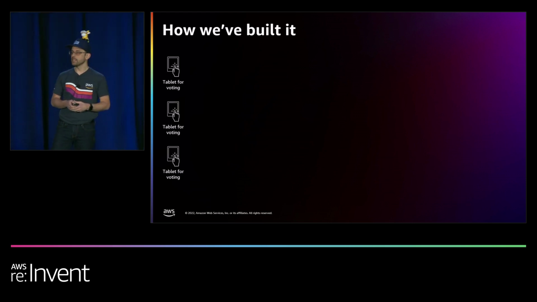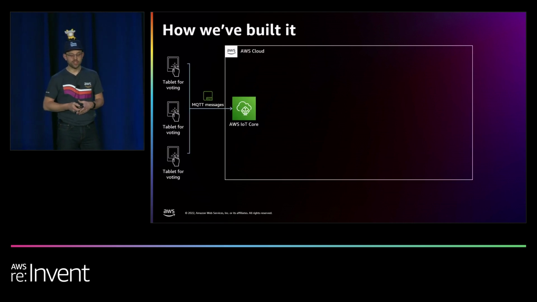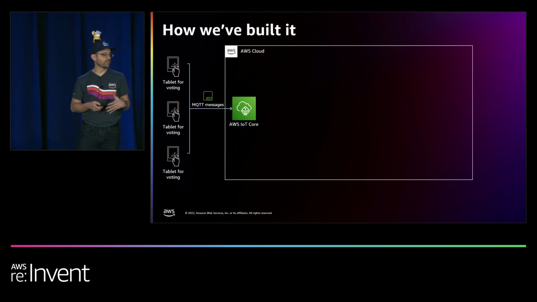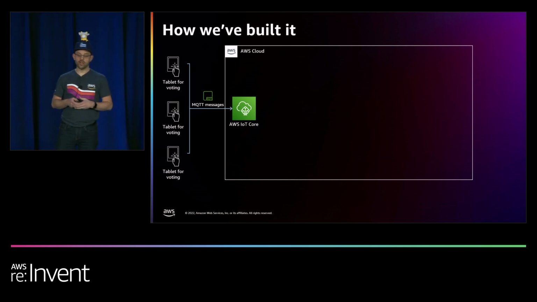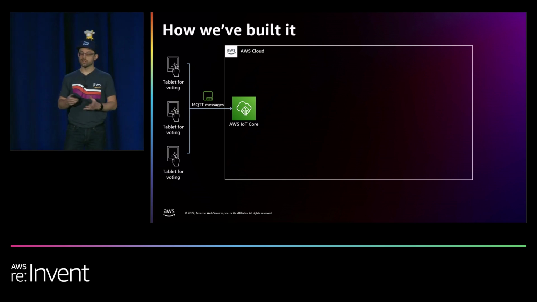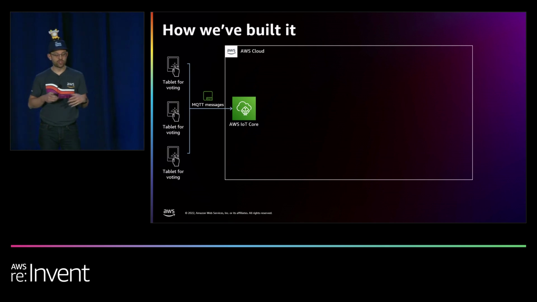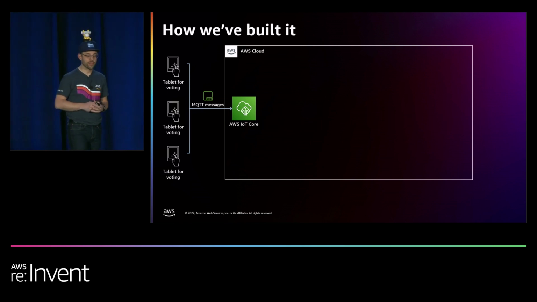So attendees use the tablet to vote. Each time they vote, it sends an MQTT message to AWS IoT Core. IoT Core is a managed IoT service that offers message broker capabilities. It lets you connect billions of IoT devices and route trillions of messages without managing infrastructure. So here we are all good with our three tablets.